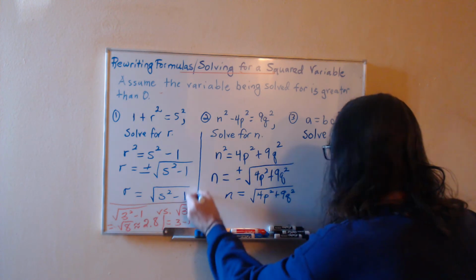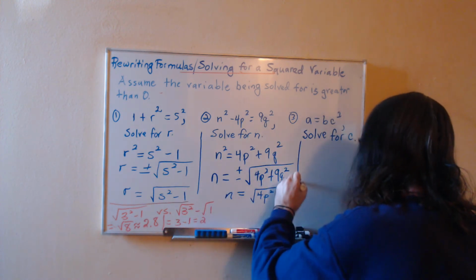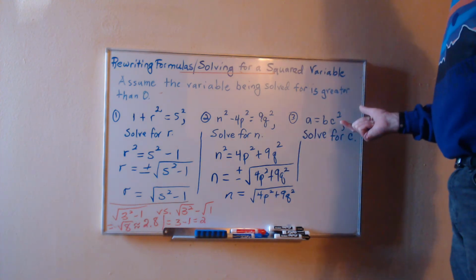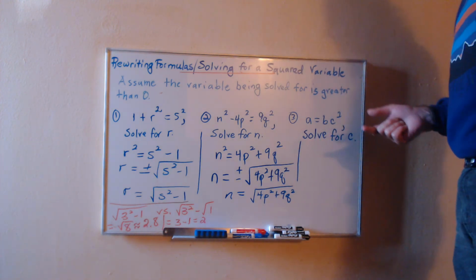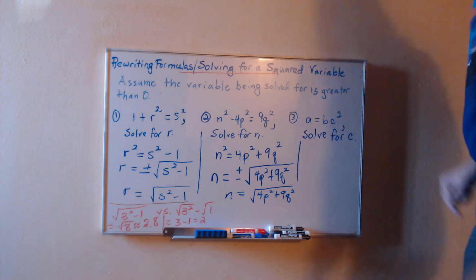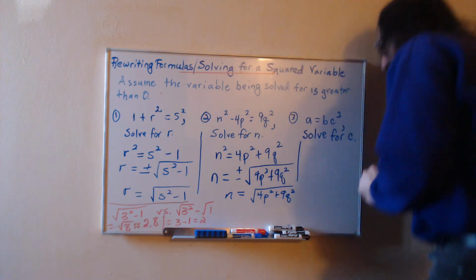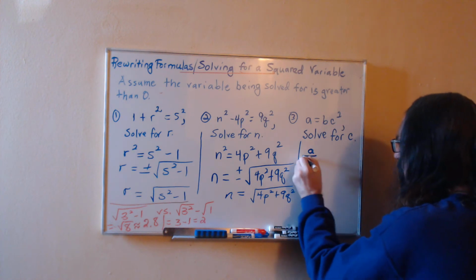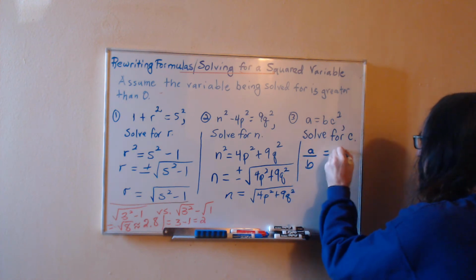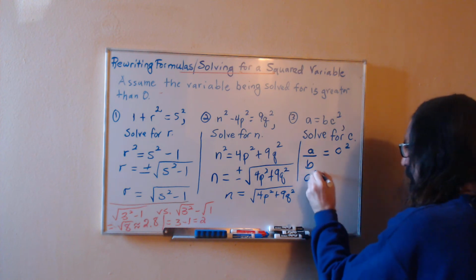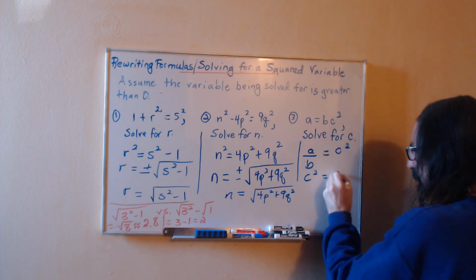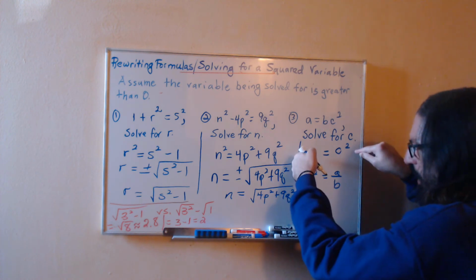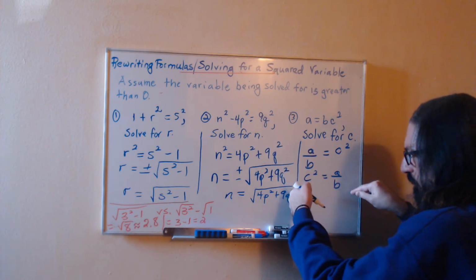And for the third example, to solve this for c, after squaring c, the only thing that happened was it was multiplied by b. So I'm going to divide both sides by b. If you'd prefer to see the c squared on the left side, x equals y, y equals x also.